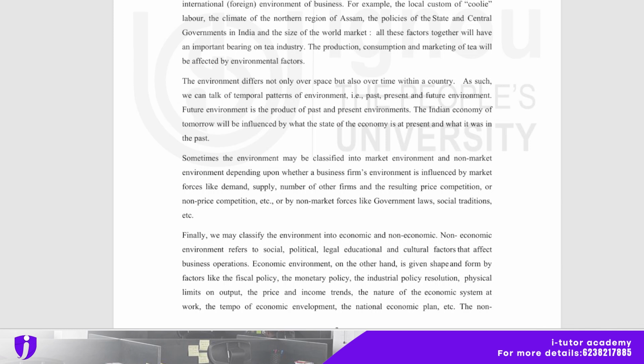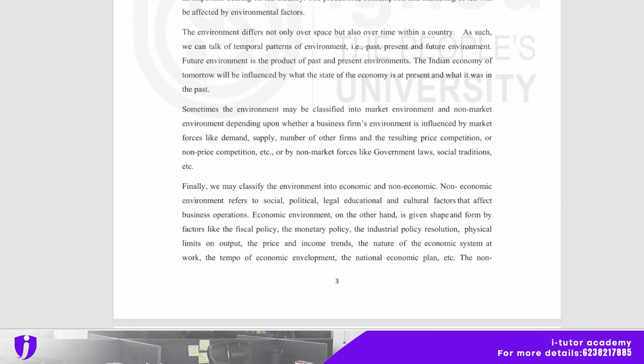Sometimes the environment may be classified into market environment and non-market environment, depending upon whether a business firm's environment is influenced by market forces like demand, supply, number of other firms, and the resulting price competition or non-price competition, etc., or by non-market forces like government laws, social tradition, etc. Finally, we may classify the environment into economic and non-economic. The non-economic environment refers to social, political, legal, education, and cultural factors that affect business operations.